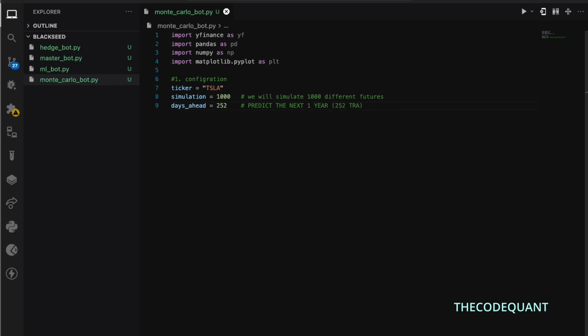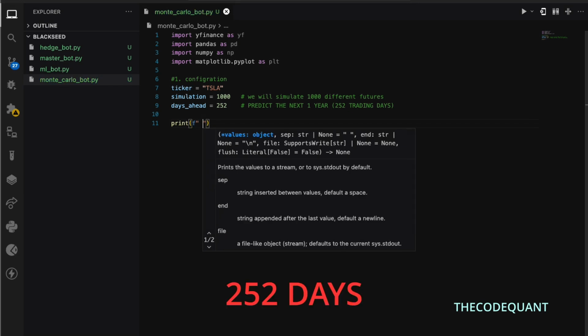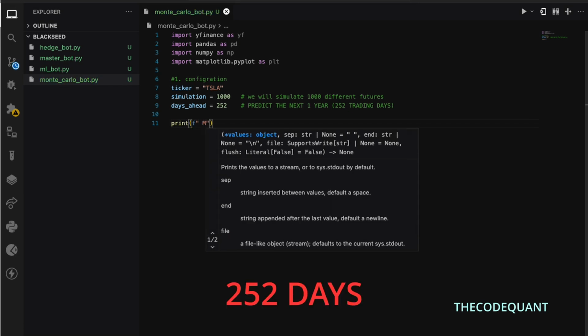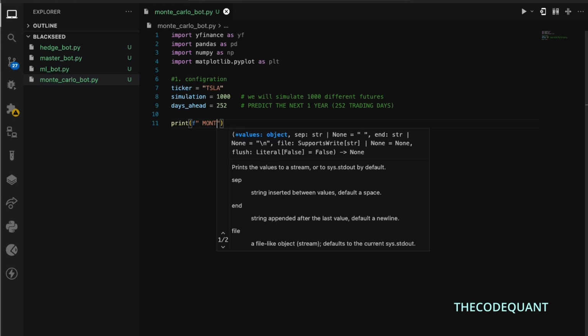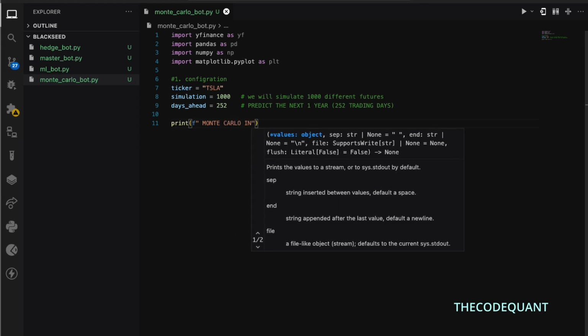The second setting will be days ahead. Now what is days ahead? It will predict the next 1 year. As we mentioned, the graph created after writing the code will show the data for the next 250 days. Then we will print that the Monte Carlo simulation is initiated, along with the ticker.